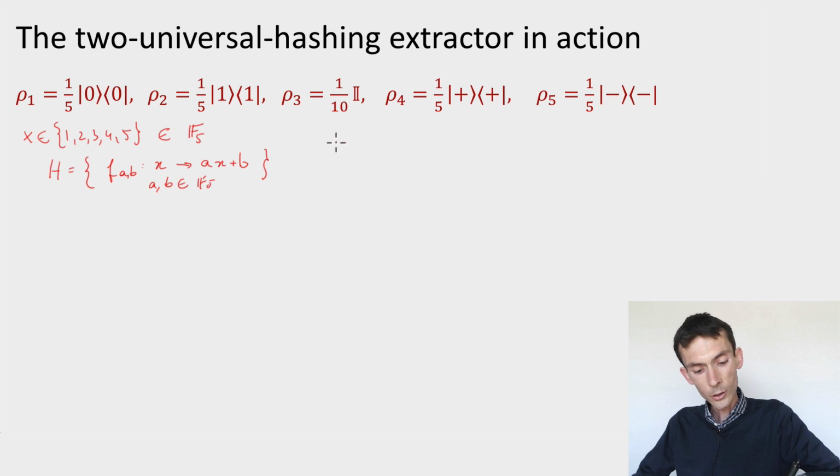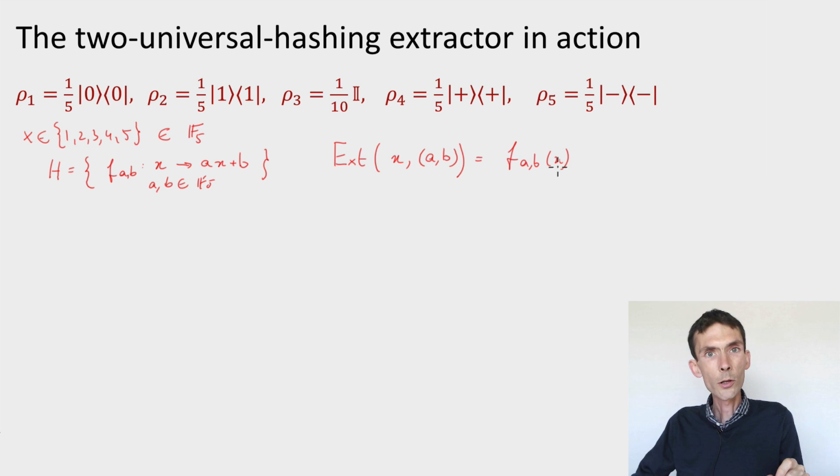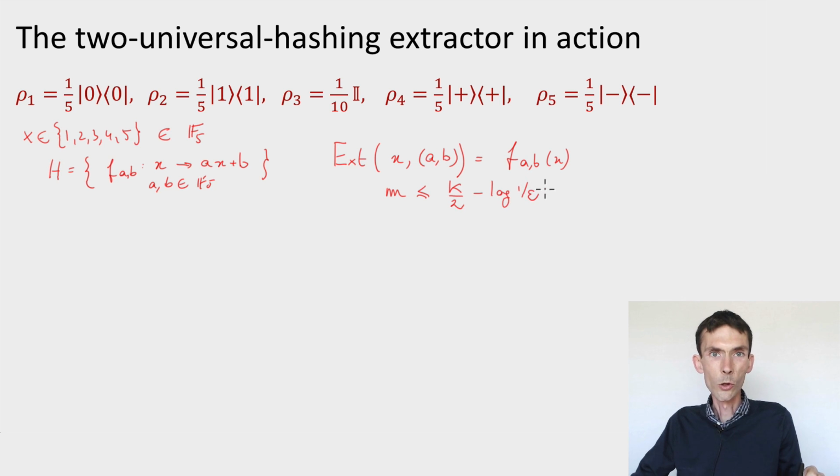And then the extractor will take as input an X and the label of a hash function, so a pair A and B, this is our seed Y, and we'll map it to FAB of X, except that we actually want to hash these down, so we want the output length to be smaller than the input length. Remember, the condition for the 2 universal hashing extractor to work is that the output length m should be less than the input min entropy k divided by 2 minus log 1 by epsilon, where epsilon is the target error that we want to achieve.